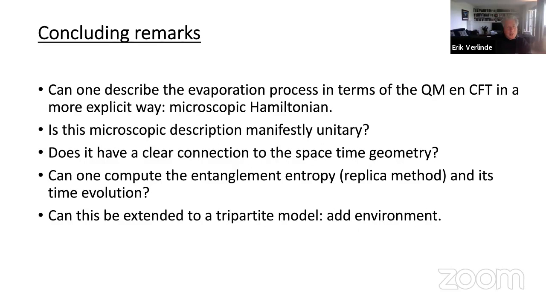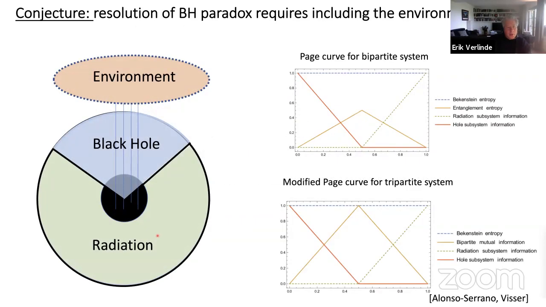For that, I go back to the picture I had before, of the black hole, the radiation, and maybe some third component, which we might call the environment. The whole discussion of the Page curve, and of entanglement entropy and where the information should be, should be viewed in this picture. This is a conjecture I have: that the resolution of the black hole paradox actually requires including the environment.